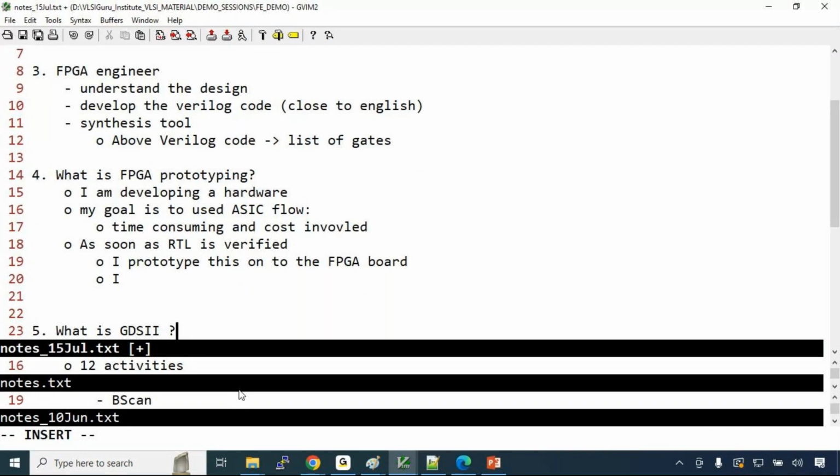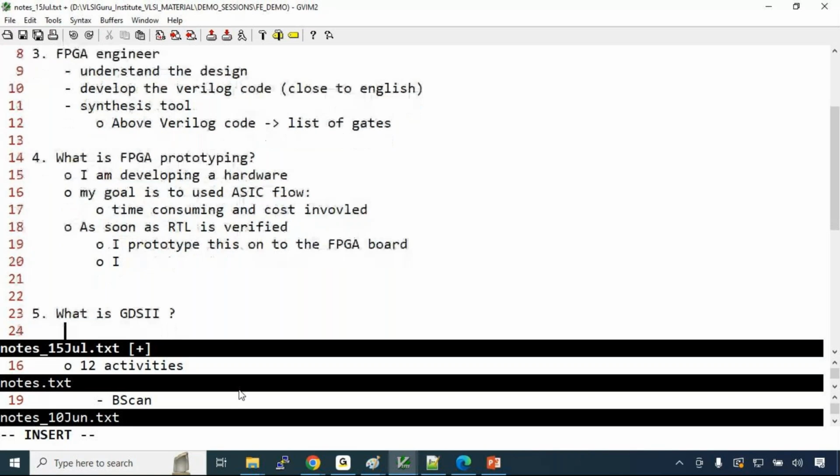Let me explain to you. If I want to manufacture a chip at 3 nanometer, let's say internally we develop a chip which is using 3 nanometer transistors. Where will I go for manufacturing this? I'll send the things to Taiwan. There is a company called TSMC.